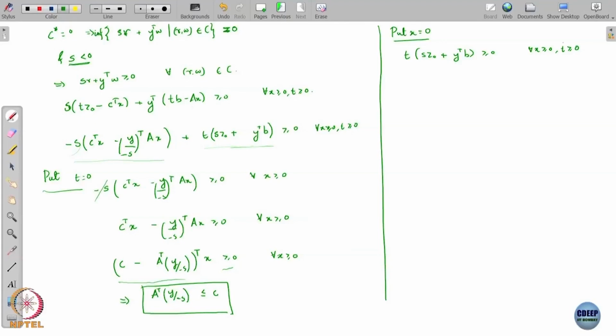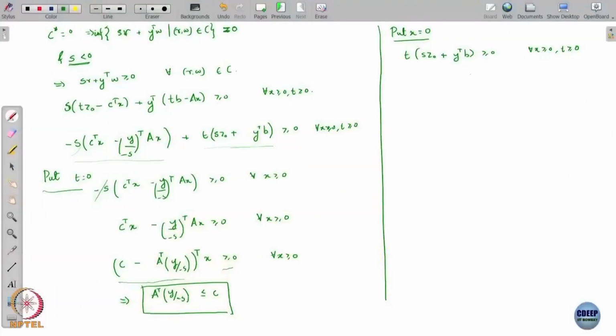All right. Okay. So, now let me once again do the same thing that I did earlier. I know that s is negative. So, minus s is positive. Let me write this whole thing in the following way. Since I have put x equal to 0, I do not need the x greater than or equal to 0 here. I just need this to be true for all t greater than or equal to 0.